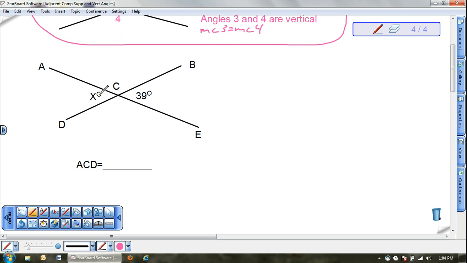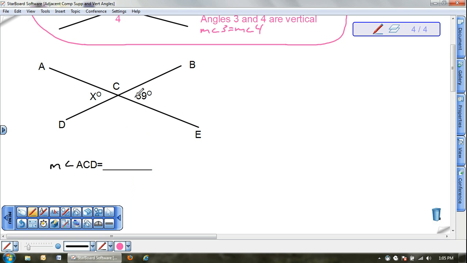All right, so in this problem, we're given these intersecting lines here, and they intersect at point C. And then we have these two angle measurements, and we're asked to find the measure of angle ACD. Okay? Not ACDC, just ACD. Little joke there.